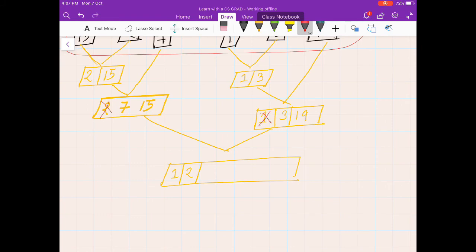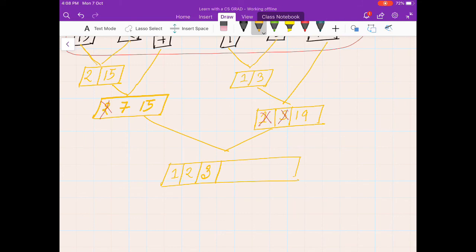So now we compare with 7. Is 3 greater than 7? No. Is 3 greater than 15? No. So 3 would be in front of 7 and 15, so it would be here. So we are done with 3. Now we're going to look into 19. Is 19 greater than 7? Yes, so it would be after 7. And is 19 greater than 15? Yes, it would be after 15.